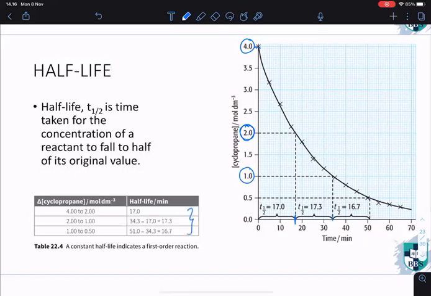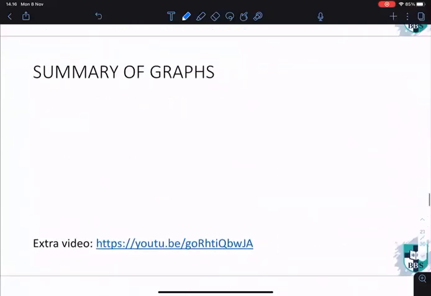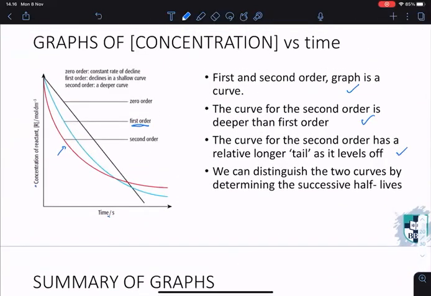You can see roughly they have represented this in a table. If your half-life is constant or almost similar to each other, 17, 17.3, 16.7, it's almost 17. If it is constant, it means that this is going to be a first order reaction. So coming back over here, how do I know which one belongs to first order? You go and find out the half-life, then take another half and find out. If it is the same constant, then it's first order. If it is different, then it's second order.